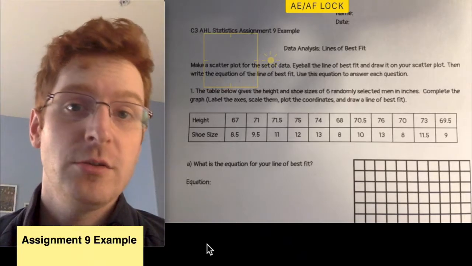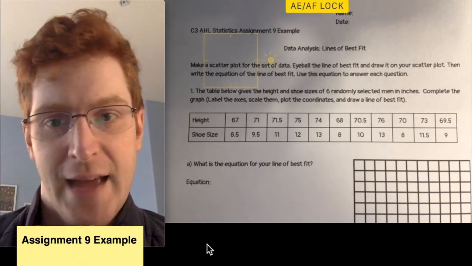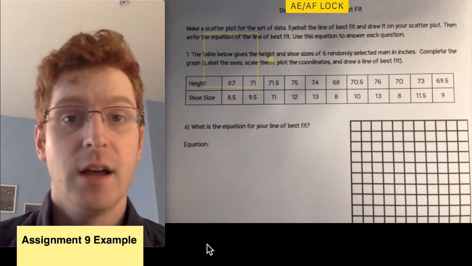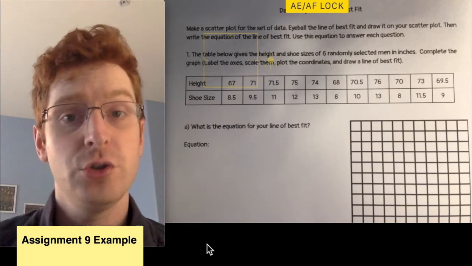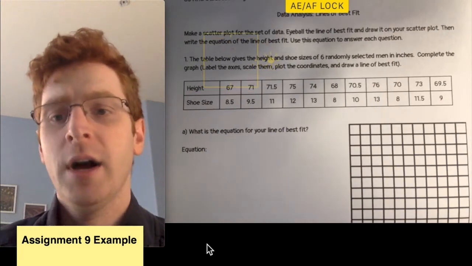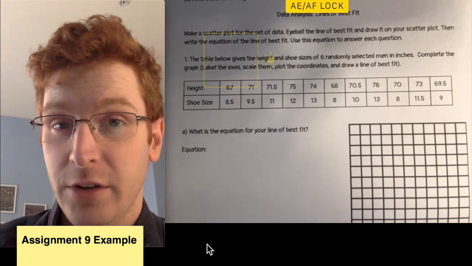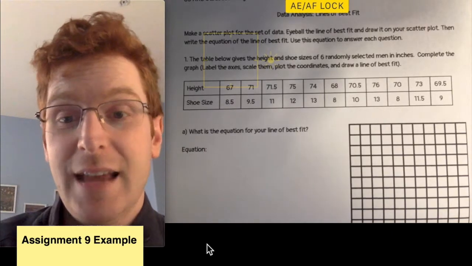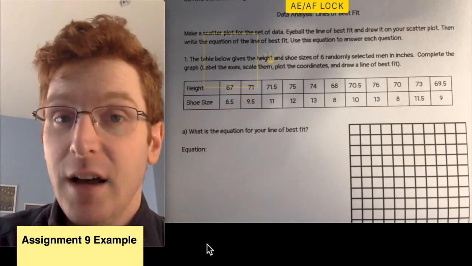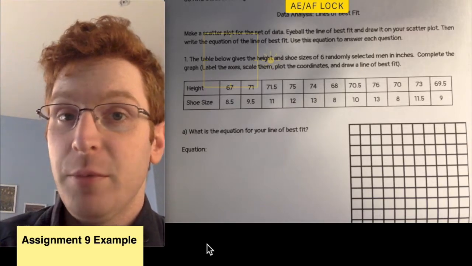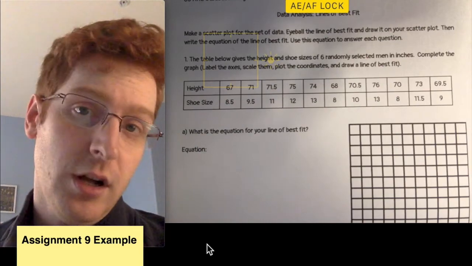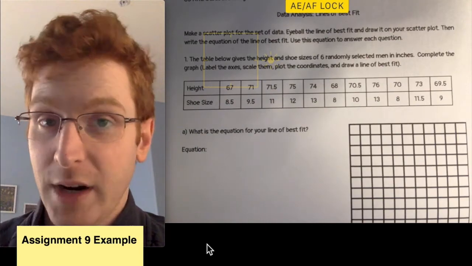Today, we're going to use lines of best fit to analyze some data. The context here gives us some information about shoe sizes and men's height. I'm going to go ahead and predict that there's probably a fairly strong positive correlation, meaning this data is going to look like a line, because you would expect that men with bigger shoe sizes are probably a little bit taller, or men that are a little bit taller would wear bigger shoe sizes.